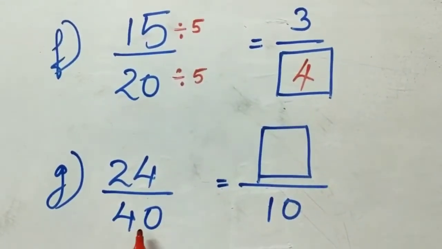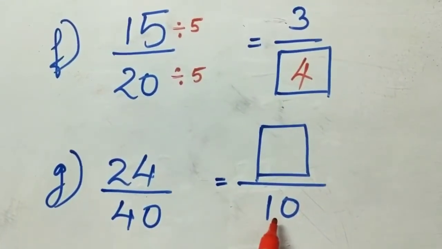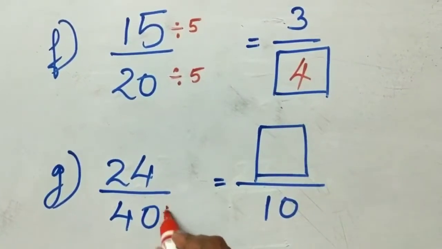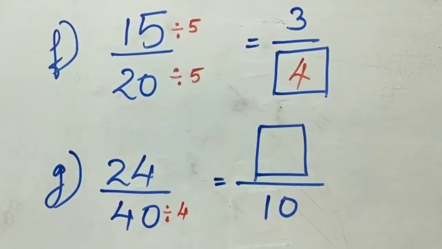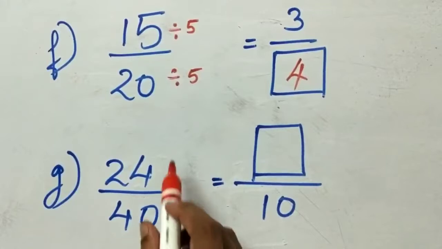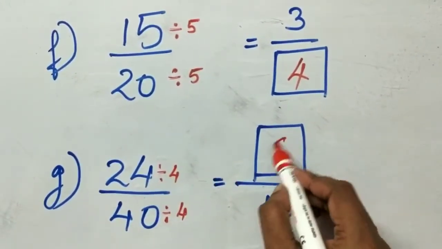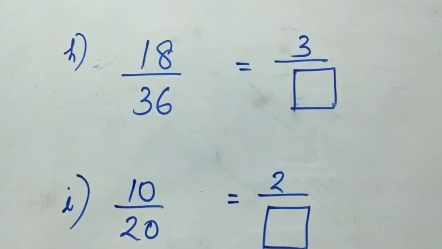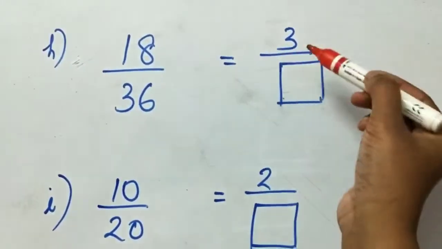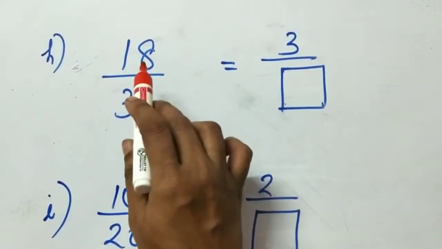24 by 40 equals dash by 10. 40 divided by which number is 10? 40 divided by 4. Again 24 divided by 4, 6. 6 by 10.